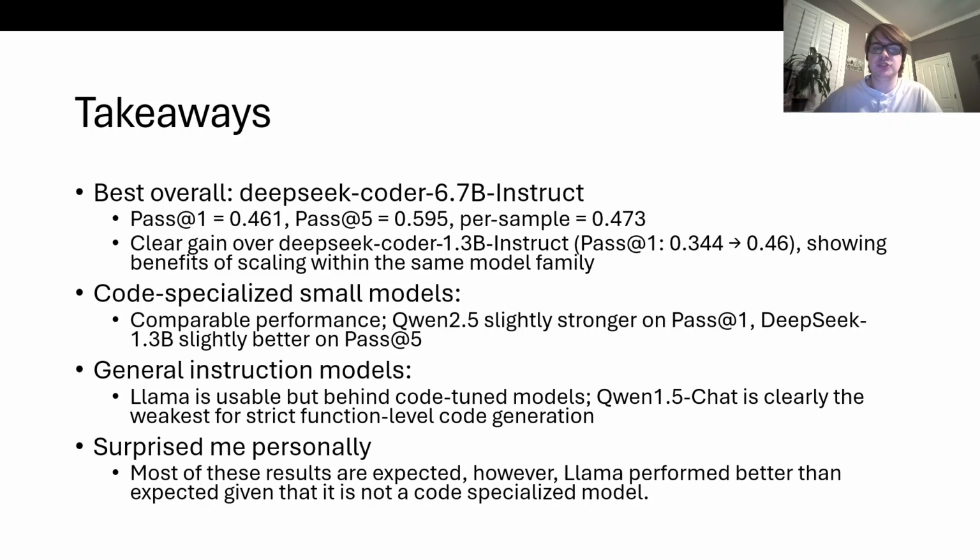Then we have the general instruction models. These were models that were not necessarily fine-tuned on code and are not necessarily code generation models. Llama was usable, but behind the other code models. Qwen 1.5 chat was clearly the weakest and performed poorly all over the board.